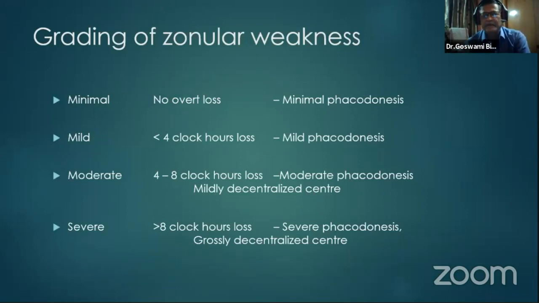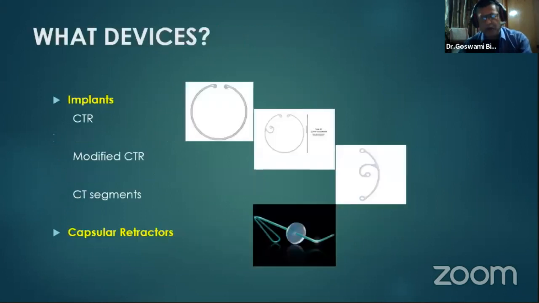Minimal, mild, moderate, and severe. When there is no clinically overt loss of the zonules, and we can faintly see phacodonesis, maybe focally accentuated, it is minimal. When there is a clinically overt zonulolysis, but it is less than 4 clock hours, then it is mild. When it is 4 to 8 clock hours, that means in terms of degree 120 to 240 degrees, then it is moderate and there will be definite phacodonesis. Gross and severe: the lens is practically dangling in the anterior vitreous phase because it is more than 8 clock hours loss.